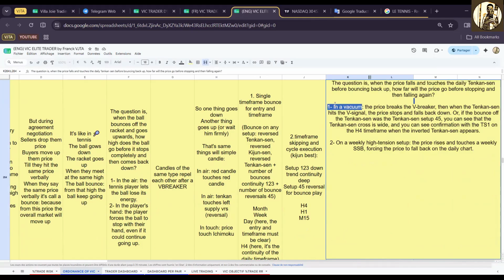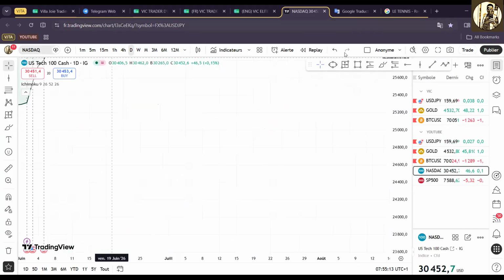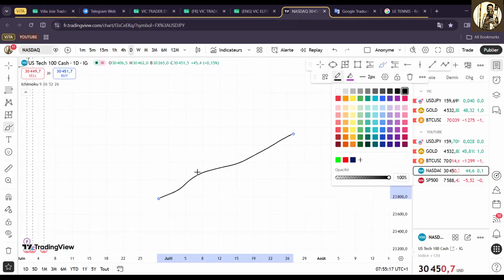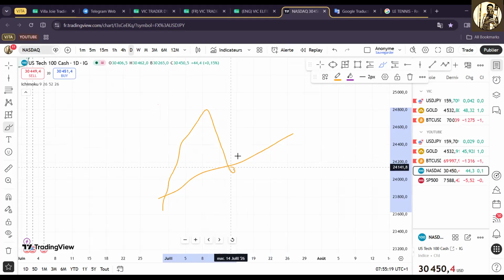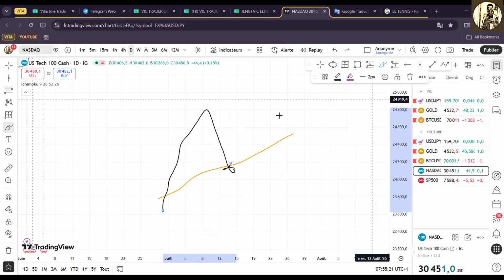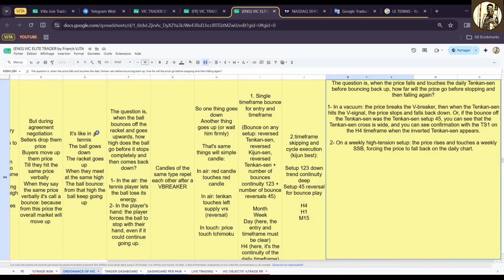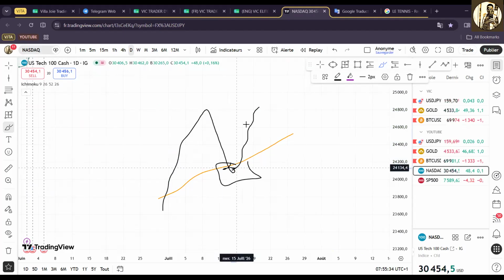First, in the air, yeah, the price. So what I'm asking as a question when I was thinking is that you have a daily Tenkan like this. The price was moving up, then touched the daily Tenkan, right? When the price touches it, how far will the price go before stopping and falling again? Like when the price starts moving to the upside, how far does the price move after the V breaker?